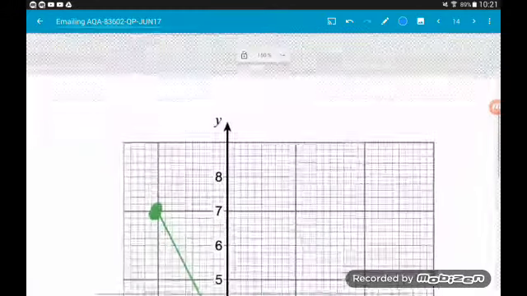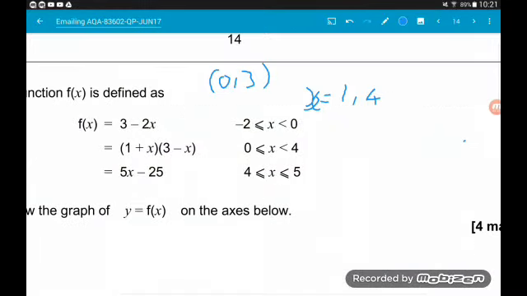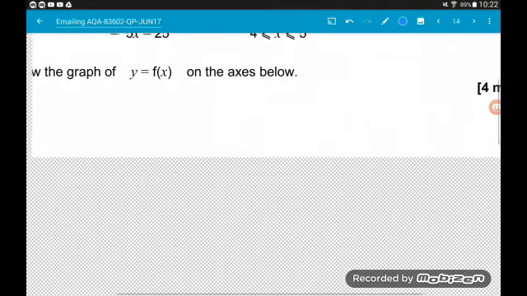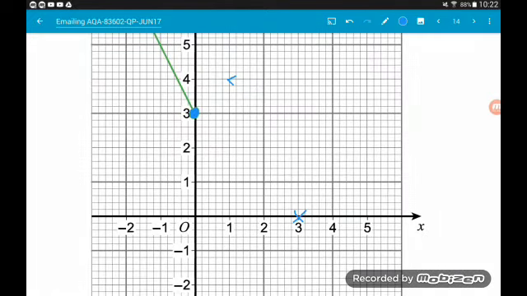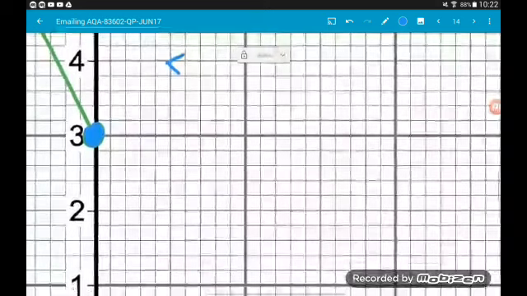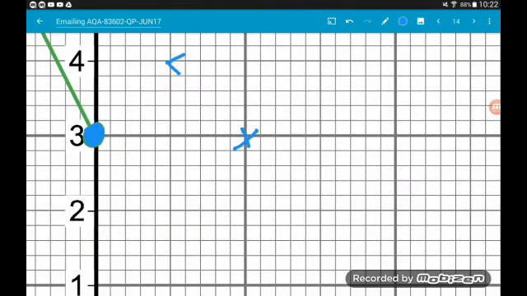And then let's substitute in x equals 2. So when x equals 2, well, 1 plus 2 is 3. 3 minus 2 is 1. 3 times 1 is 3. So there's our next point to plot. When x is 2, f of x is 3. Okay, so let's go down and do that. So 2, 3 is this point here.